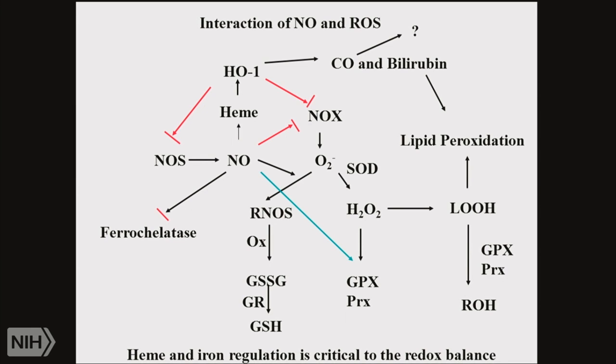NO can block ferrochelatase if it's high enough. Ferrochelatase is really important because it needs to insert the iron into the porphyrins. If you don't have that, so there's these feedback mechanisms. If NO reacts with O2 minus, SOD can react to form hydrogen peroxide and lipid hydroperoxide. And also you can make RNOS to GSH and GSH. So there's actually this regulatory balance, and we always talk about this as NO, ROS, and iron. This is like a triad if we're trying to understand oxidative stress.